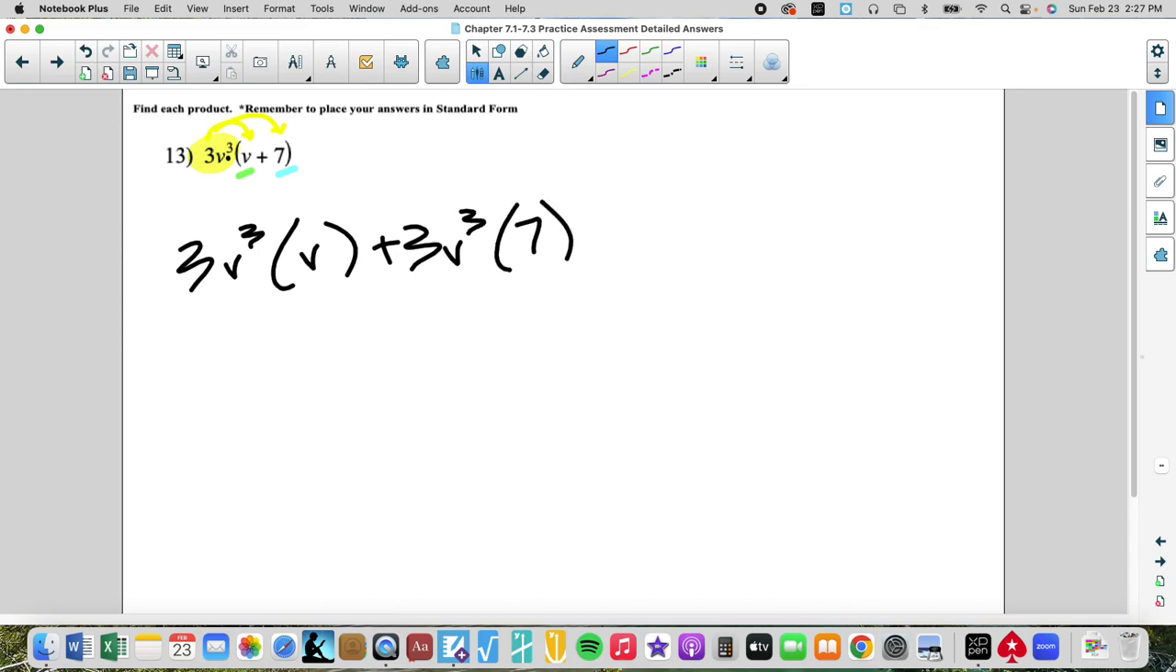We take this product and we distribute it to each of the individual terms. You see the v and the 7 are in the parentheses, and you see the 3v to the third outside, showing multiplication. We still see that product happening, that timesing. We're distributing out the timesing. 3v to the third times v is 3v to the fourth. 3v to the third times 7 is plus 21v to the third. Is it in standard form? Yep. V to the fourth is going to come before v to the third.